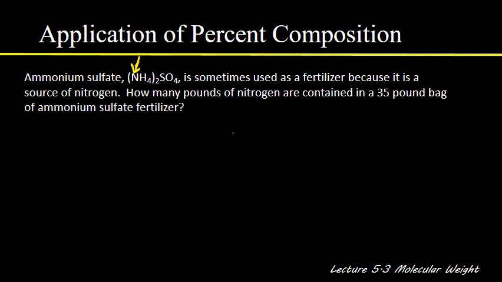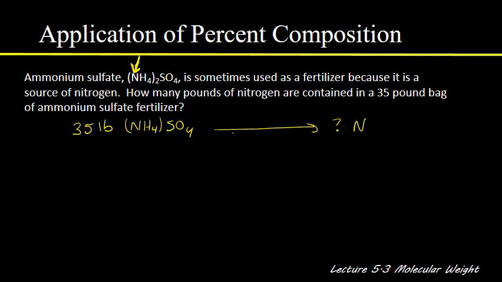And let's say we wanted to know how many pounds of nitrogen are in a 35-pound bag of ammonium sulfate. Okay. So we got 35 pounds of ammonium sulfate. We want to know how many pounds of nitrogen are in there. Okay. We can use the information that we got on that last page.